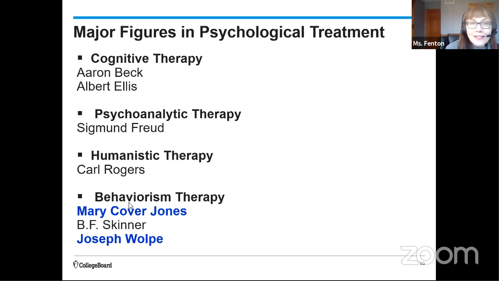Okay, the therapy methods also align with those approaches or perspectives. And we're going to talk a little bit about these individuals tomorrow. But today I just want to focus on two of the names here I highlighted for you in blue in behaviorism therapy, because these names also are related to their theories, at least to the learning units and material that you will need to know for the exam.